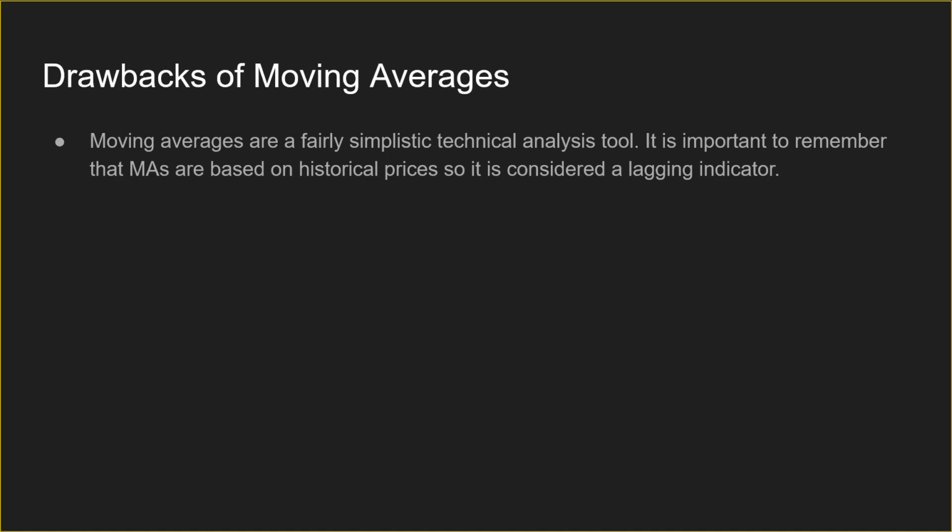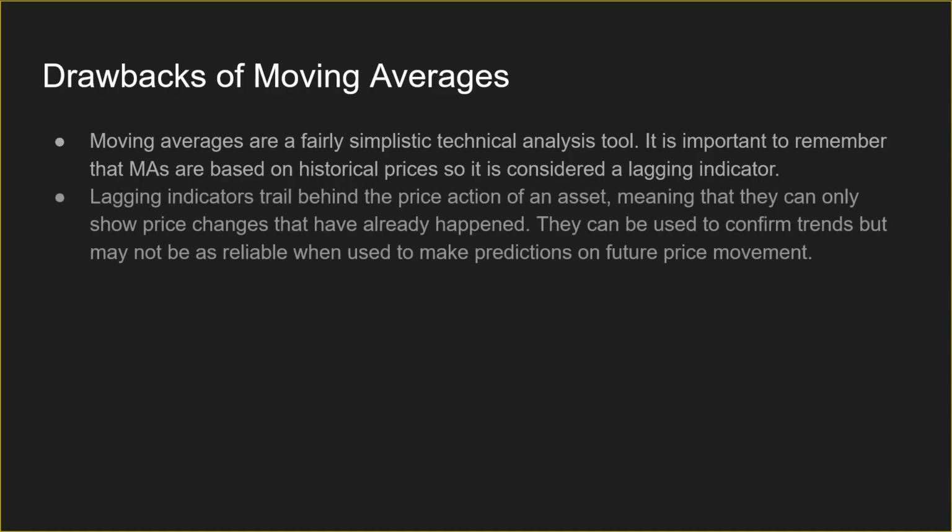So that's something to keep in mind, that they're based on old price data, and it's not always going to reflect what's actually happening and what could happen in this very moment. Now, lagging indicators trail behind the price action of the asset, meaning that they can only show price changes that have already happened. They can be used to confirm trends, but may not be as reliable when used to make predictions on future price movement.